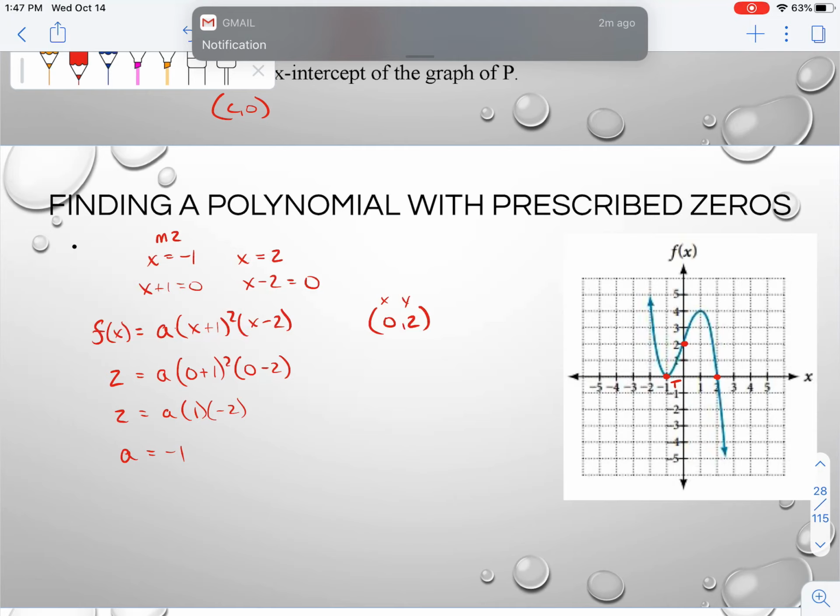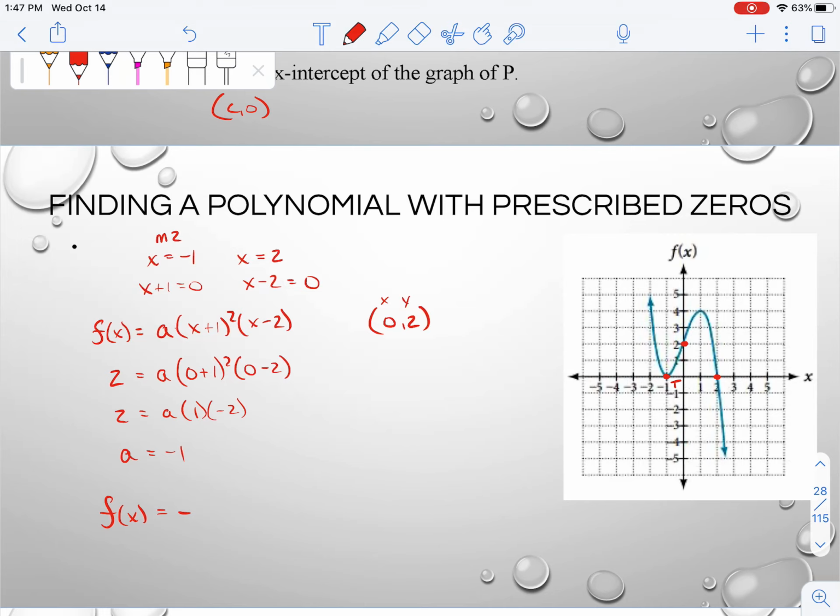So now when I go and write this, I can write f of x equals the opposite of 1, or just negative, times x plus 1 squared times x minus 2. This is a polynomial of minimum degree with the a value found that represents that graph. Again, are there other equations that I could possibly come up with that are going to give me the same result? Absolutely. They might give me different a values depending on the powers that I choose, but this is the simplest and the minimum degree function that's going to give me that particular graph.